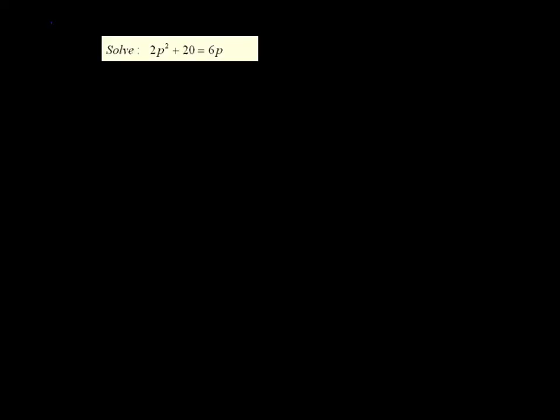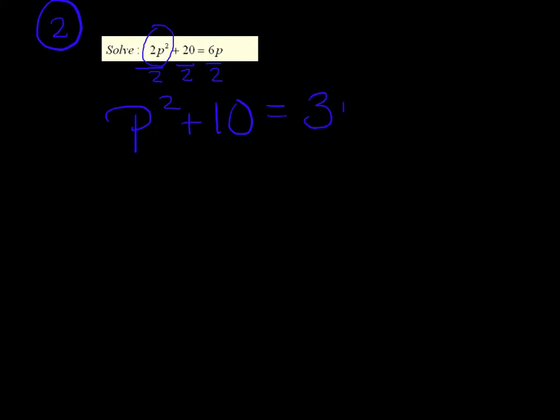All right, example 2. Now notice this one changes. That first term, remember, our leading coefficient of our biggest term has to be a 1. Is this a 1? No, clearly it's a 2. So the rule said in your notes to divide every term by that number. So I'm going to divide everybody. Remember, in math, you have to be equal and balanced. Divide everybody by 2. So I've got p squared plus 10 equals 3p.